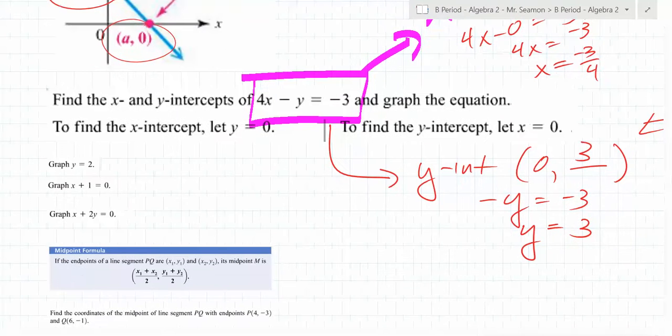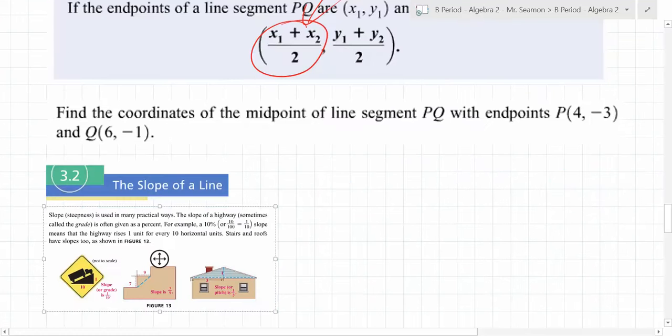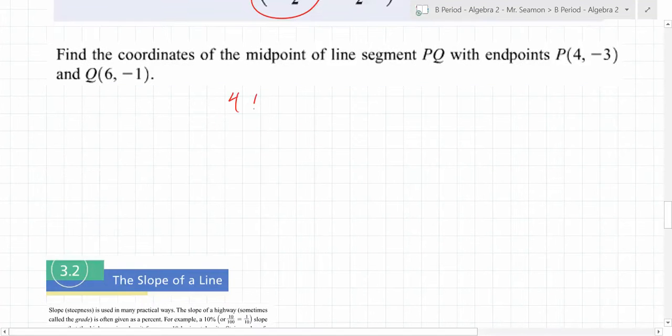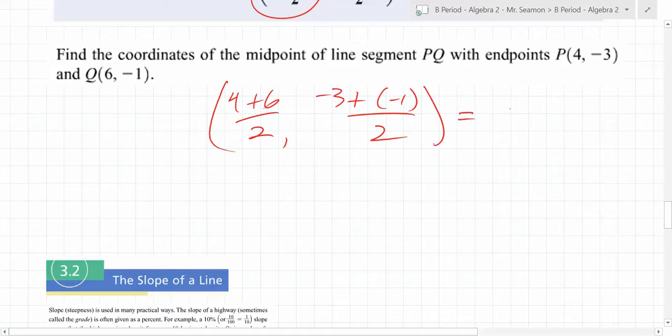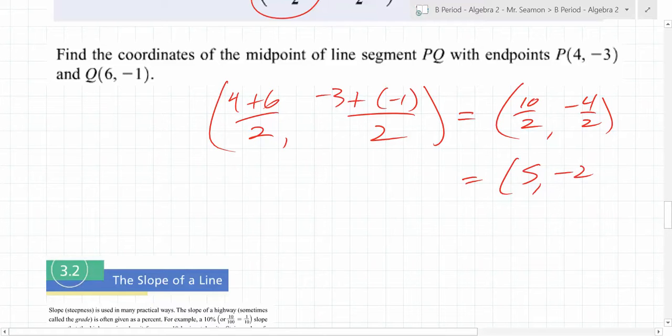Nice. Okay. So hands up, everybody. Pause for a sec. There's no trick to this. Just find me the midpoint. 5, yeah. Because it's going to be (4 plus 6) over 2, comma, (negative 3 plus negative 1) over 2. What's that going to be? 10 over 2 and negative 4 over 2. So how many people got (5, negative 2)?